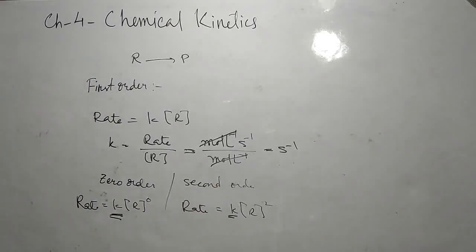Now moving on to the next one, that is molecularity. Here molecularity is the number of reacting species, that is the reactants, which collide simultaneously to bring about a chemical reaction.